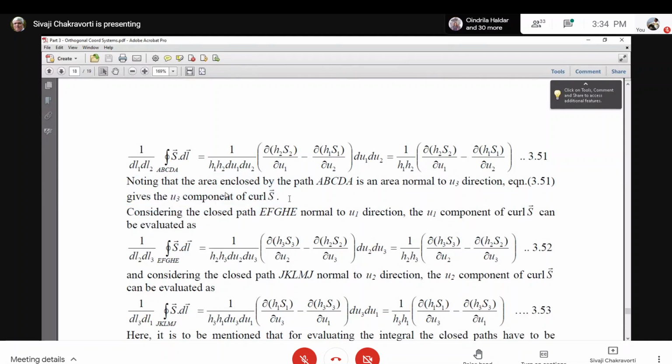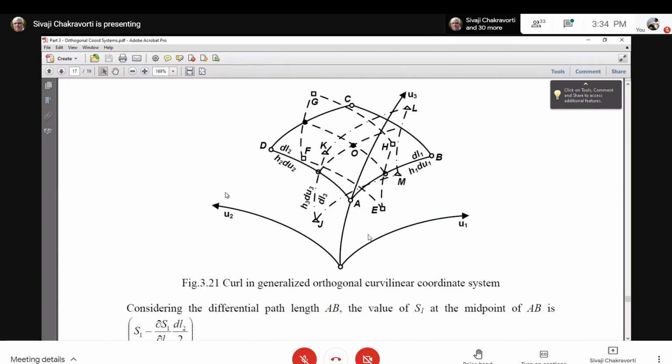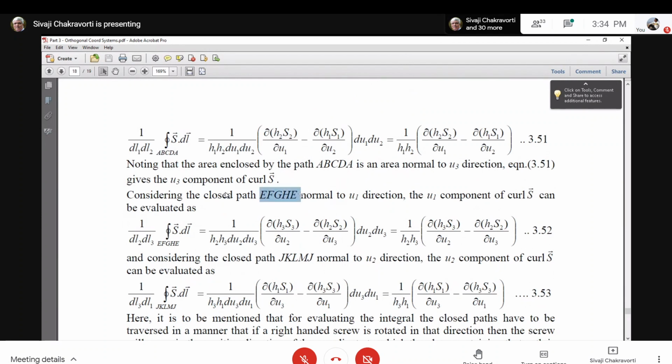Now, if you ask me what is the U1 component of curl, then we have to take this integral in the U2, U3 plane. Right? Which one is this? U2, U3 plane. So, E, H, G, F. This one is the U2, U3 plane. So you take E, F, G, H, E and again do the same sort of derivation as we have done for 3.51, and you can write the U1 component of curl.